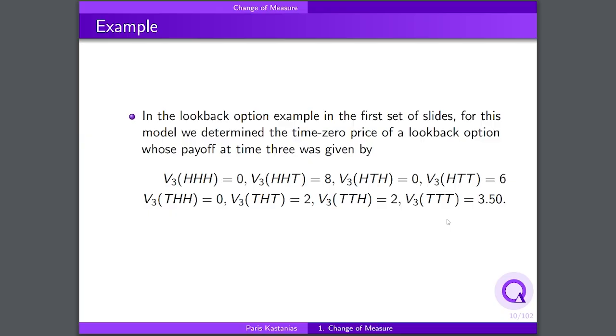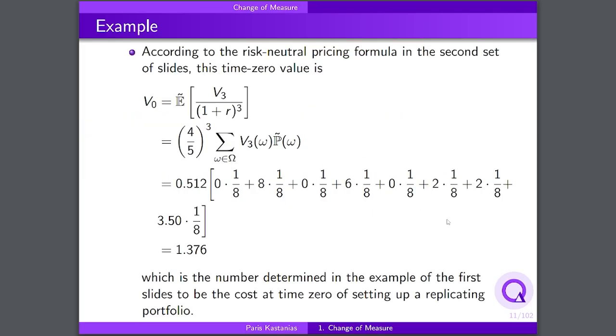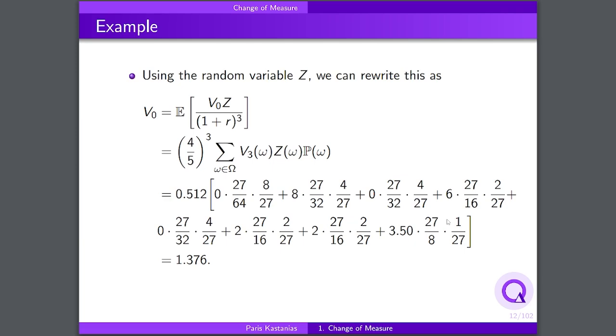Okay. Look, I don't have the graph up here, but the reason some of them are 0 is because the option expires worthless. Yeah, okay, makes sense. So we're just assuming that, and then you plug in the values, and you're going to get V0, which is the fair price of the option. It's going to be equal to 1.376. So that's going to determine the cost at time zero of setting up the replicating portfolio. Then we can also rewrite this with Z.